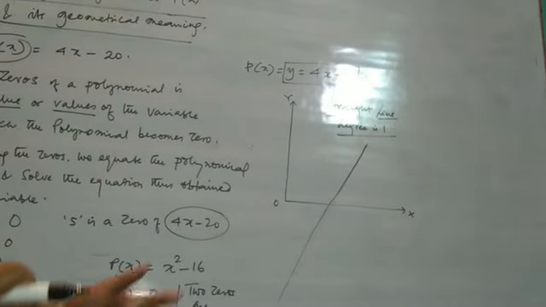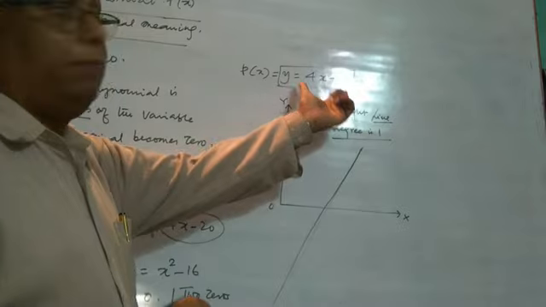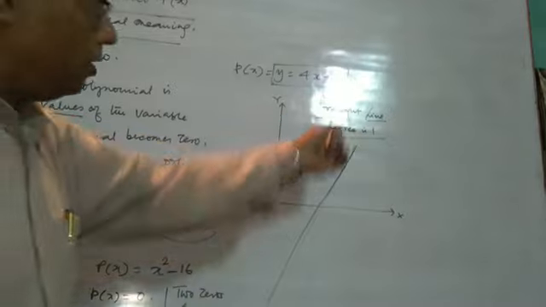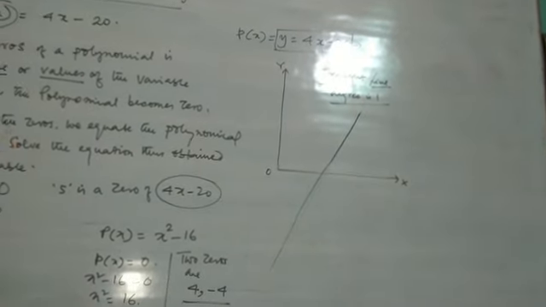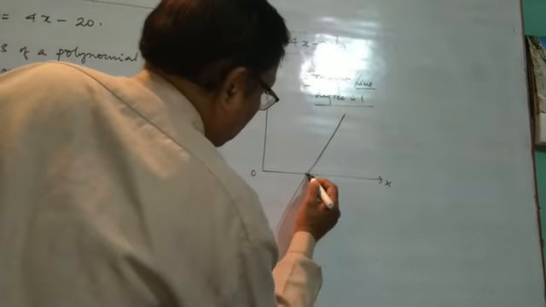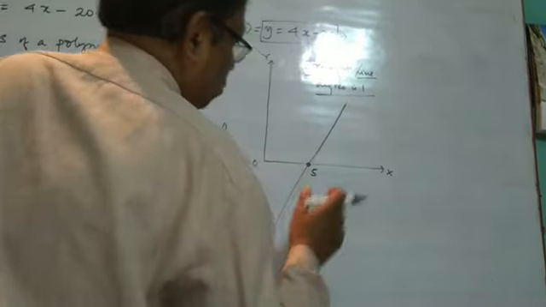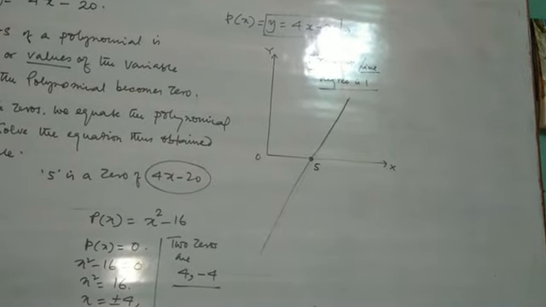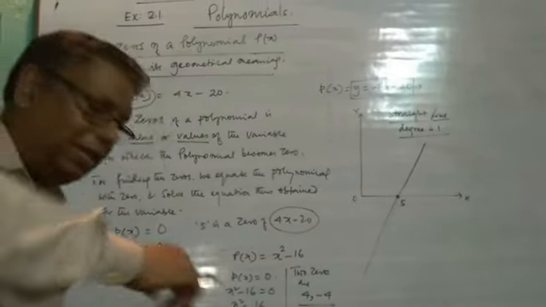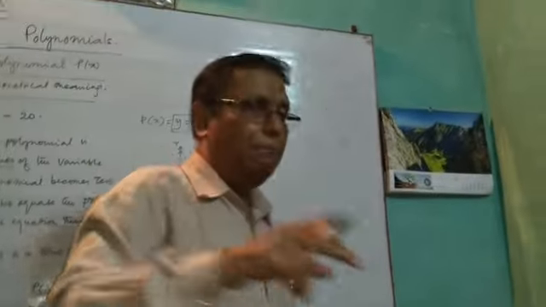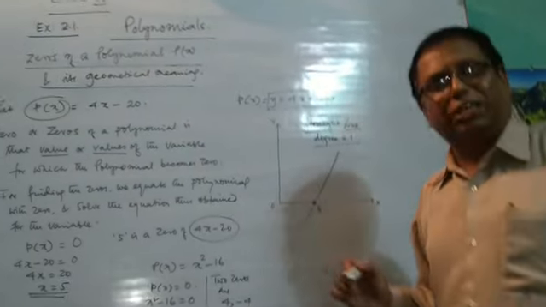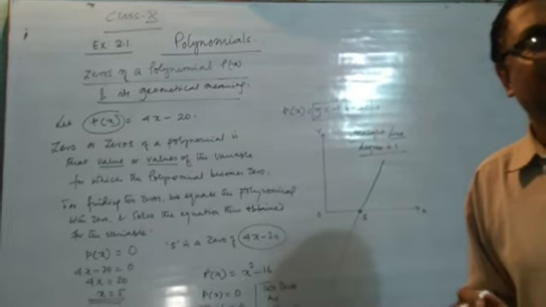In standard 9, you have learned how to plot a straight line. y is equal to 4x minus 20. When it is plotted on the graph, it will cut the x-axis at the point where the value of x equals 5. So simply, the geometrical interpretation of the polynomial is that if the polynomial is plotted on the graph, the number of points of intersection with the x-axis will tell us the zeros.